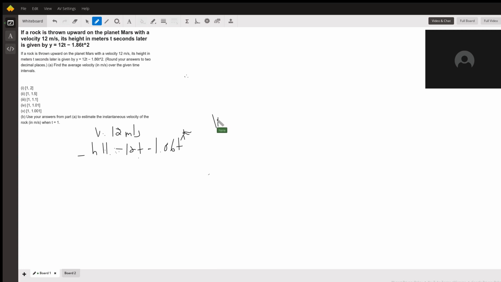So if we start with the first interval, 1 to 2, what we have to do is find h of 2, with h being this height function here, 12t minus 1.86t squared, so h of 2 minus h of 1, over 2 minus 1.